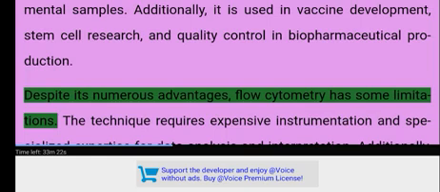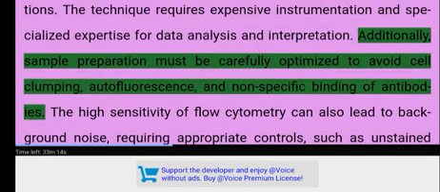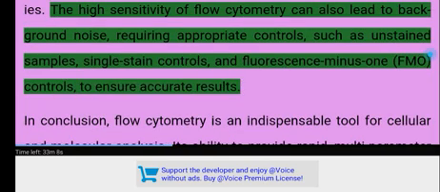Despite its numerous advantages, flow cytometry has some limitations. The technique requires expensive instrumentation and specialized expertise for data analysis and interpretation. Additionally, sample preparation must be carefully optimized to avoid cell clumping, autofluorescence, and non-specific binding of antibodies. The high sensitivity of flow cytometry can also lead to background noise, requiring appropriate controls, such as unstained samples, single stain controls, and fluorescence minus one (FMO) controls to ensure accurate results.